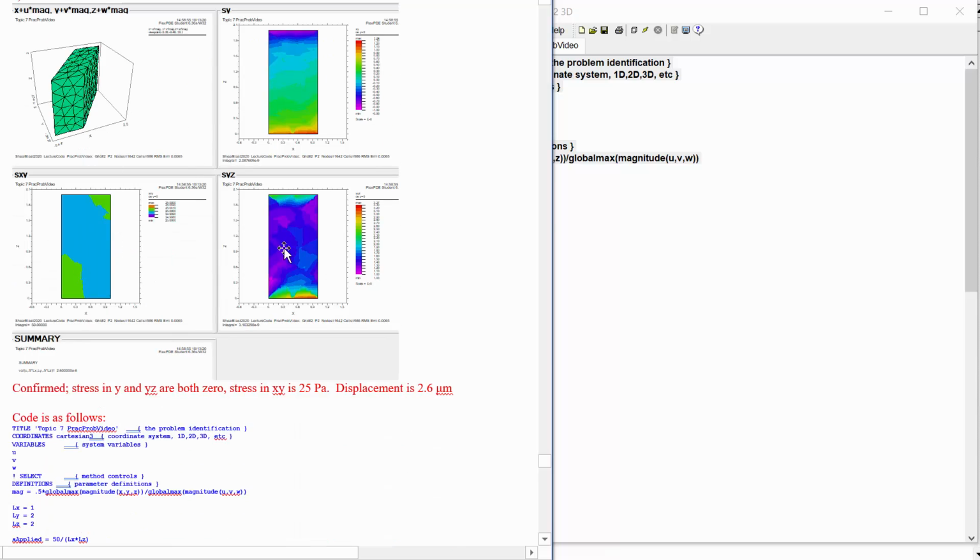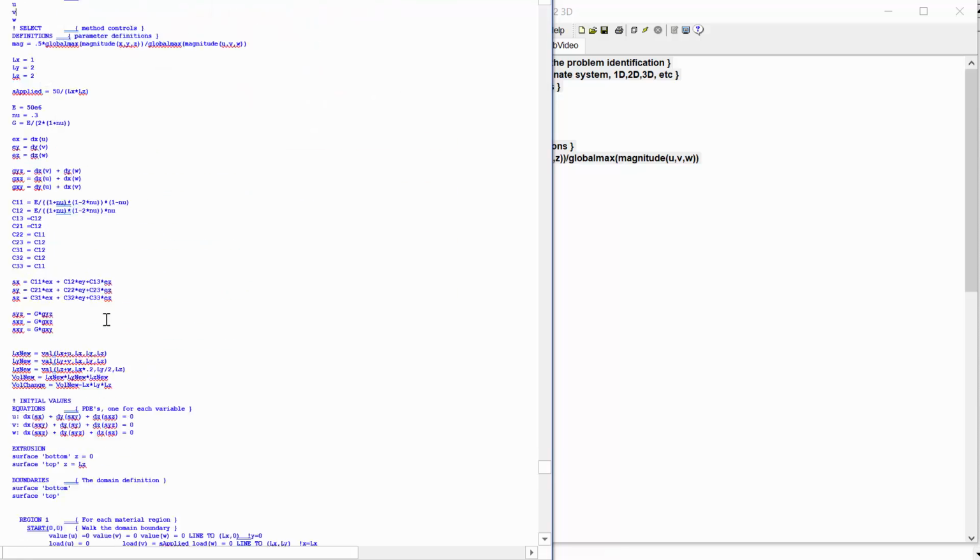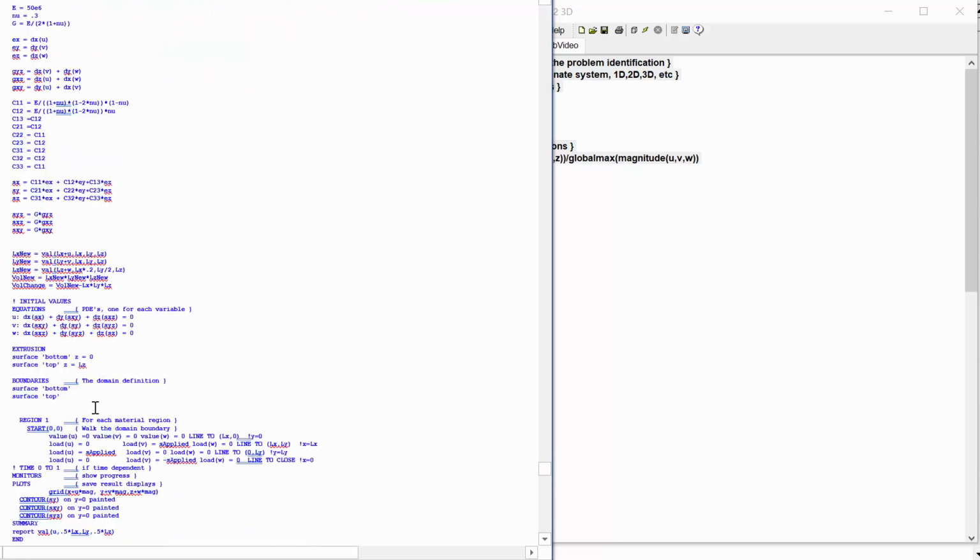So I've also put pictures of that in here, a little bit of a summary statement, and then included the code that I used to generate that.